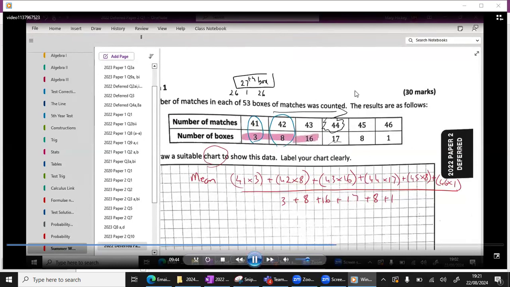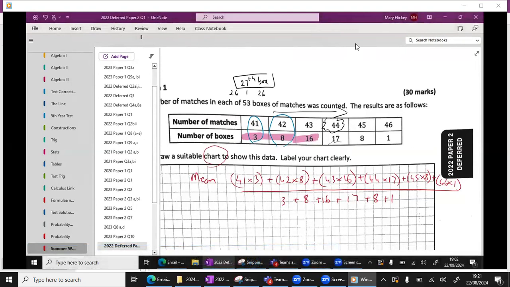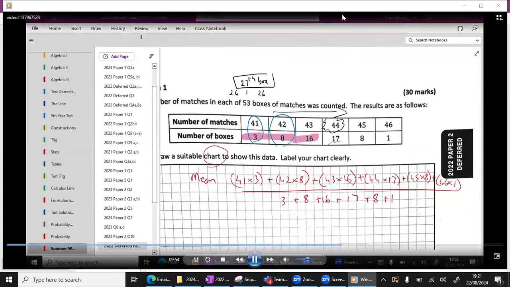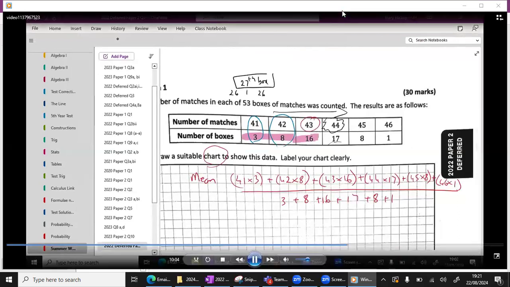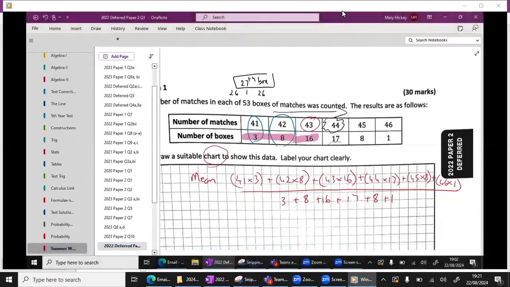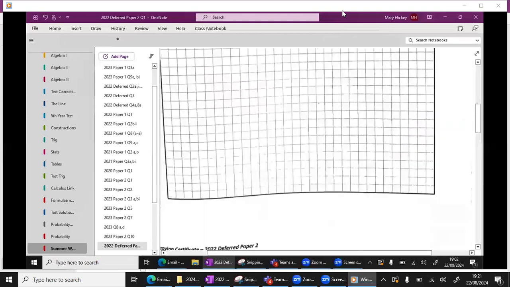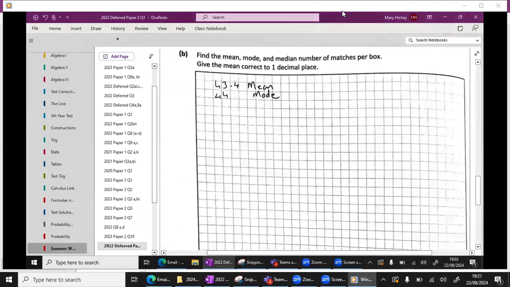Now at this stage, I've come across 20, so that's 16 and 8, 24, 25, 26, 27. So actually, at this stage, the 27th box is present here. So for that reason, the median is 43. I don't need to go any further because I have found the 27th box, or I at least have found the group that the 27th box is in. So the answer for the median is 43.